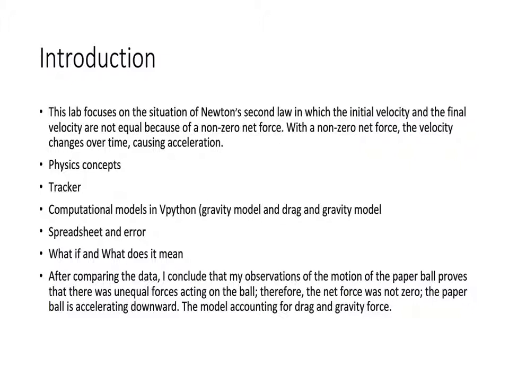Using the data from the models, I created a spreadsheet and a graph to compare the results. After comparing the data, I concluded that my observations of motion of the paper ball prove that there was an unequal force acting on the ball. Therefore, the net force was not equal to zero and the paper ball was accelerating downward. The best model for this lab was the computational model in which the drag and gravitational forces were accounted for.